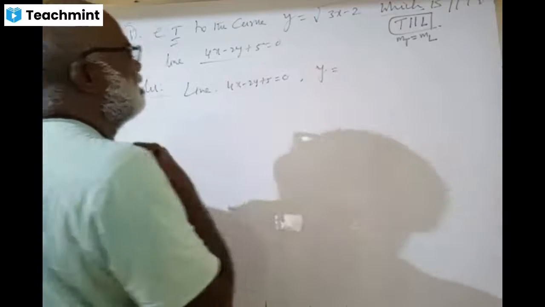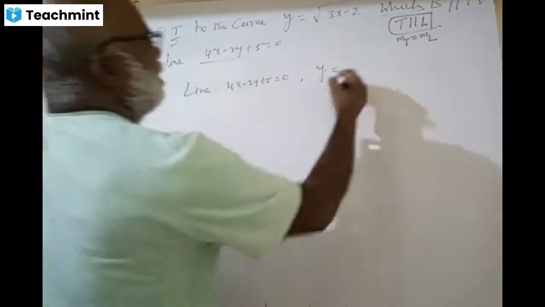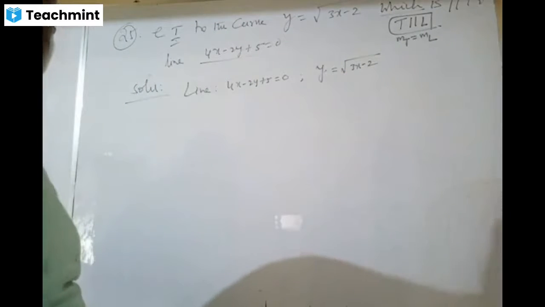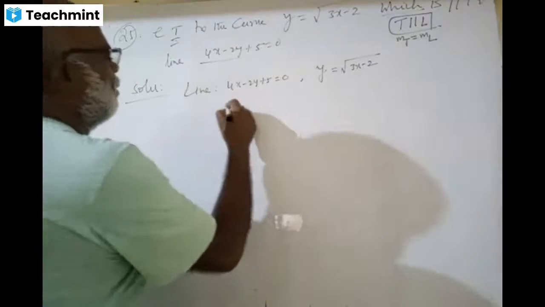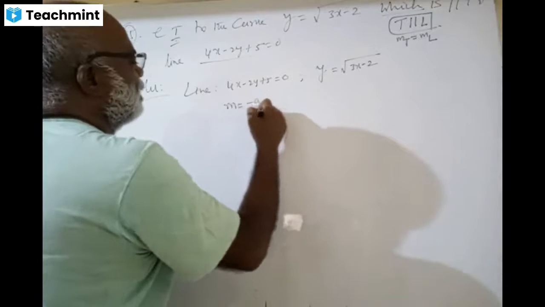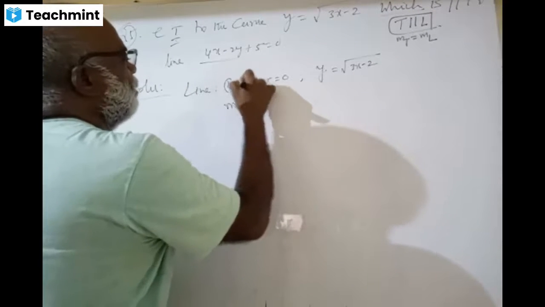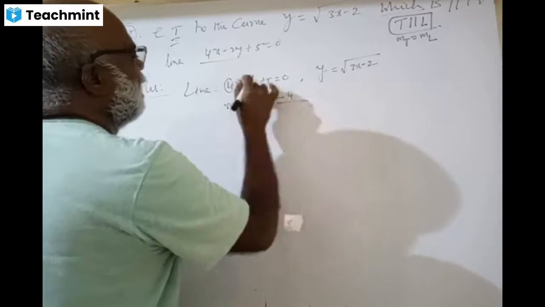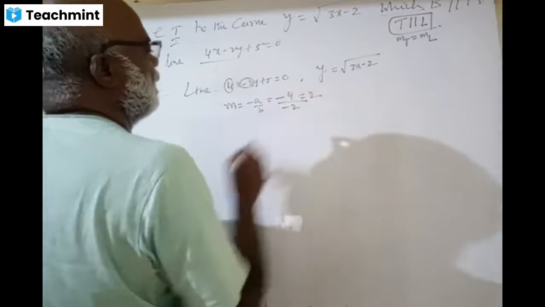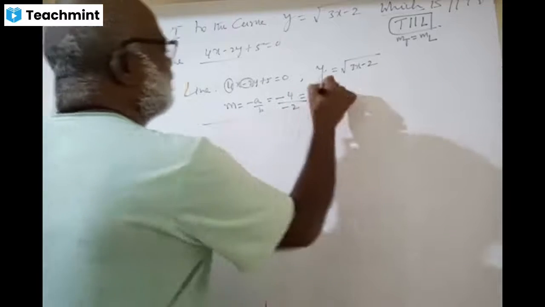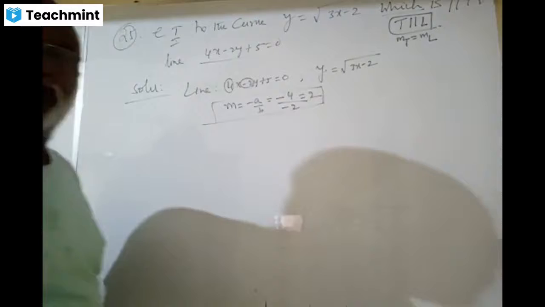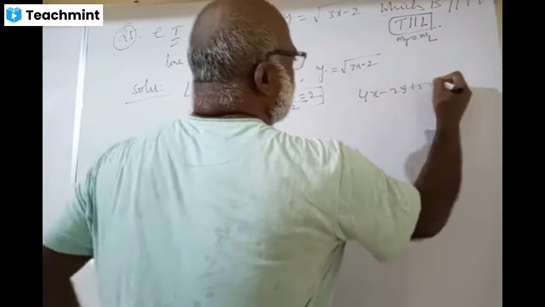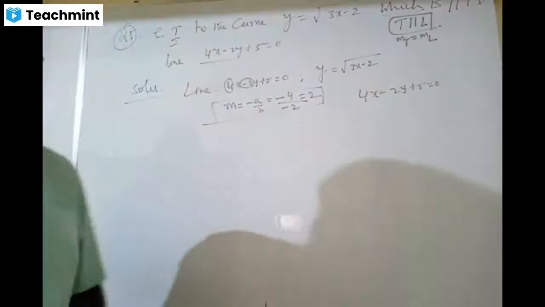Using the minus a by b formula, this is called a and this is called b. Minus a by b is 2. What is the other formula to handle slope, Pavitra? Given 4x minus 2y plus 5 equal to 0, what is the other way to find the slope?